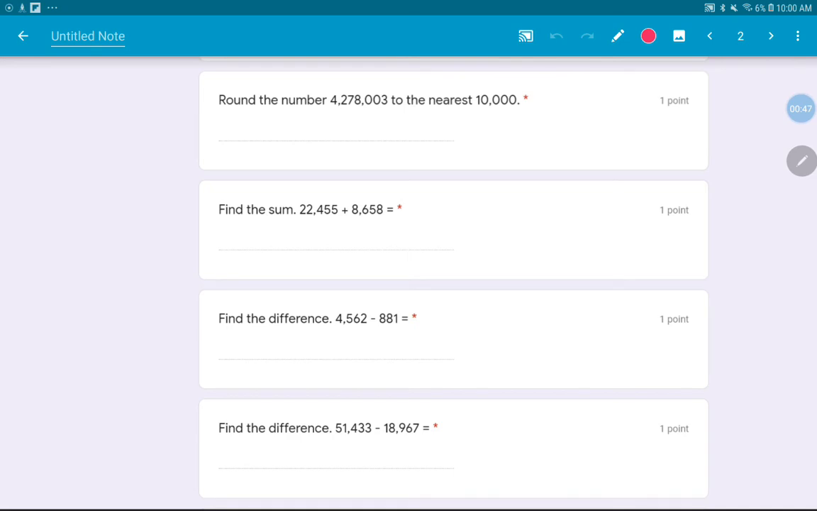Next, we're rounding the number 4,278,003 to the nearest 10,000. So in the 10,000s place value, I have a 7. I'm going to look to the place value at the right, which has an 8. So what does that round to, Olivia?